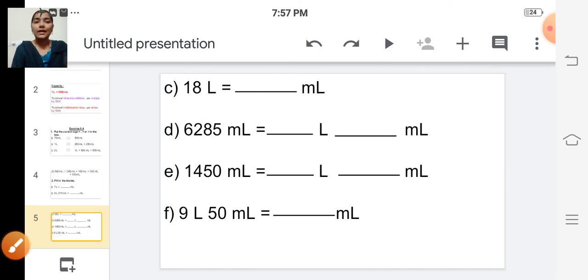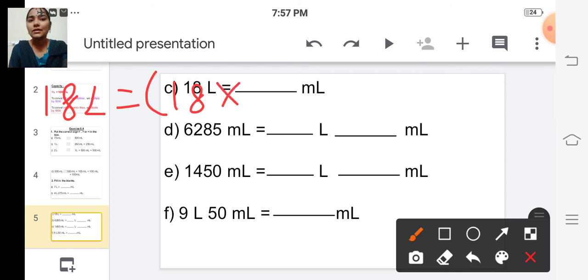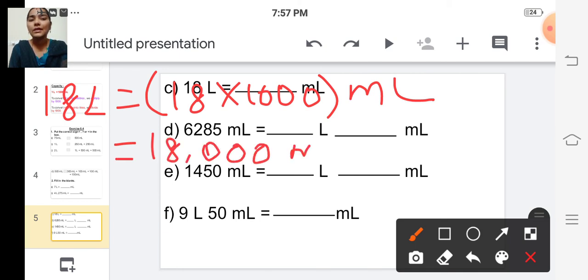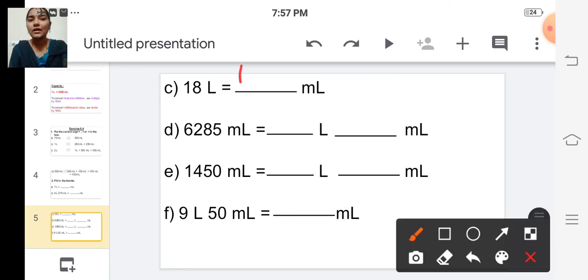So the next one, 18 liter is equal to dash milliliter. So to convert liter into milliliter, we have to multiply by 1000. So 18 liter is equal to 18 into 1000 milliliter, which is equal to 18,000 milliliter. So the answer is 18,000 milliliter. So we have to write 18,000 milliliter.